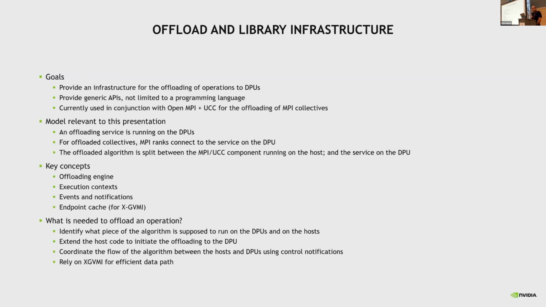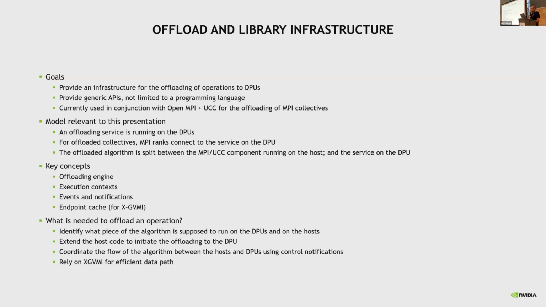We've just defined it for what we need, the sort of operations that we need when the DPU is involved, because they're different than what's necessary when you have host-only operations. The offloading, as I mentioned before, all the offloading services run on the DPU. We offload collectives, and as I said, we split the algorithm implementation between what happens on the host in the context of MPI and what happens on the DPU outside of the context of MPI.